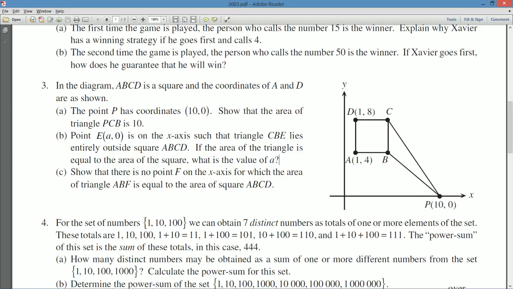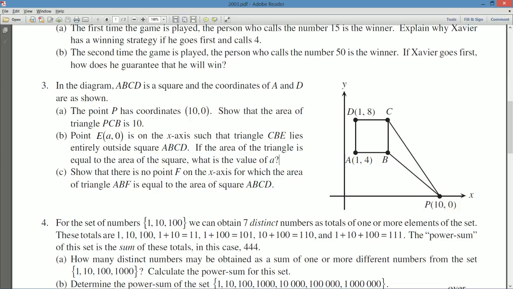C part. Show that there is no point F on the x-axis. Okay, so we're dealing with lots of points on the x-axis. First P, then E, now F. For which the area of triangle ABF, okay, before we've been doing CB stuff, so we had PCB, we had CBE. So there is no point F on the x-axis for which the area of triangle ABF is equal to the area of square ABCD.